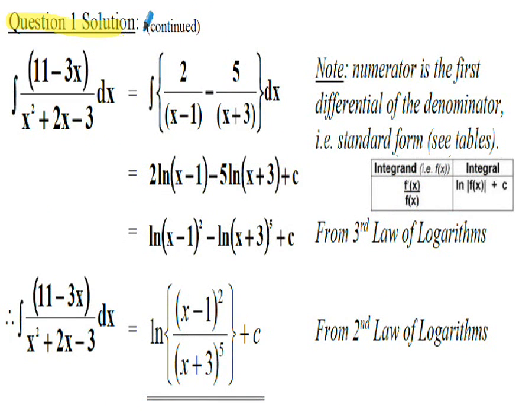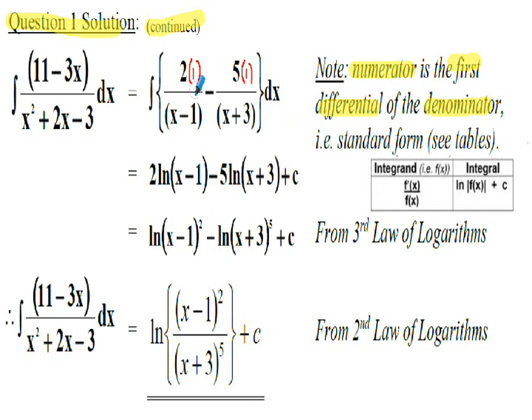Question 1 solution continued. So now we're finding the integral of 2 divided by x minus 1 minus 5 divided by x plus 3 with respect to x. And again we're using the standard form because the numerator is the first differential of the denominator in both cases. So if it helps, think of there being a 1 against the 2, so 2 multiplied by 1 is still 2, and think of there being a 1 against the 5.